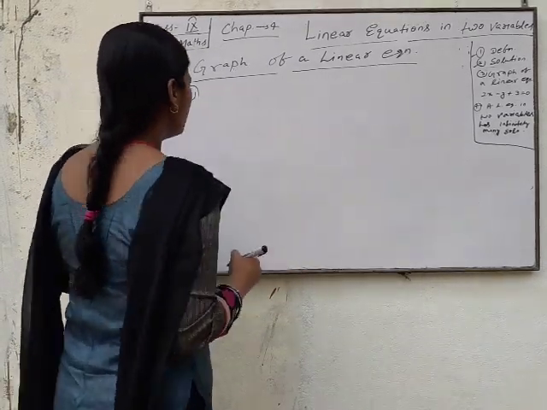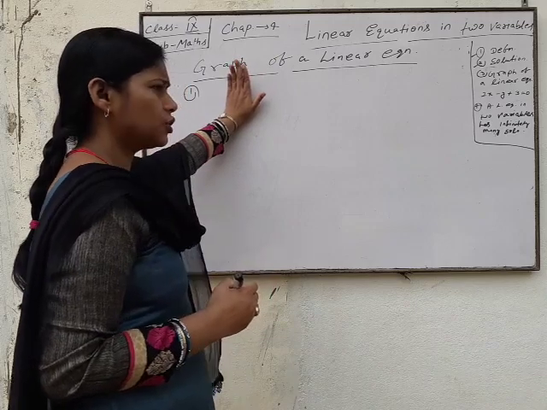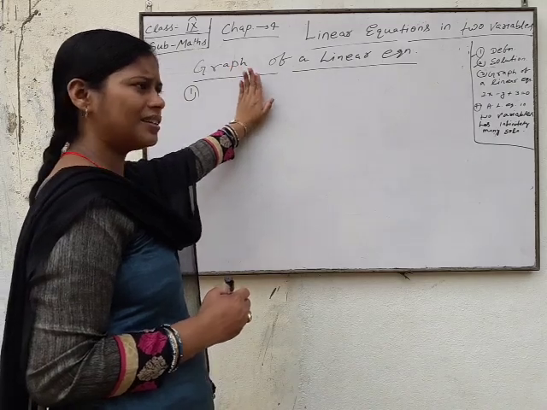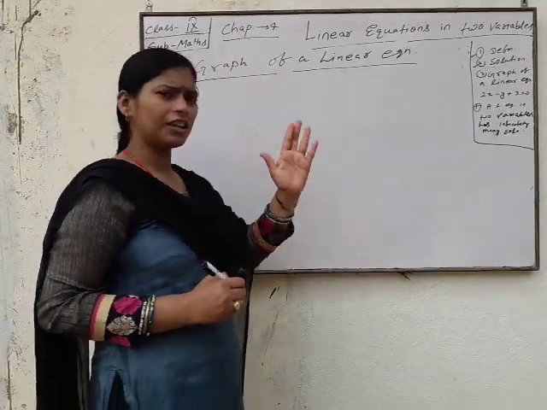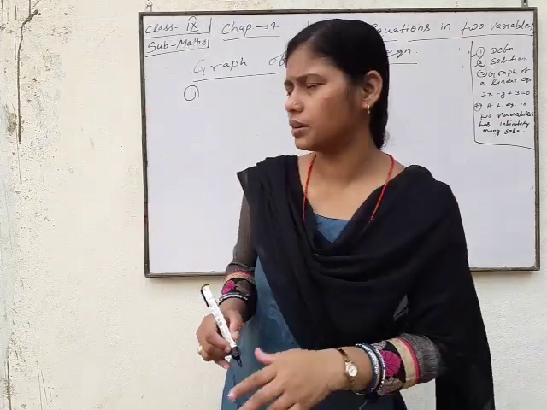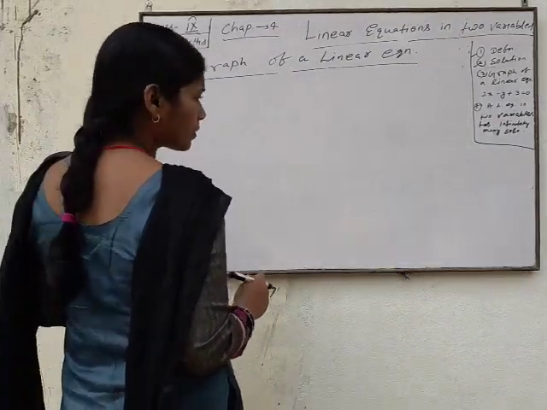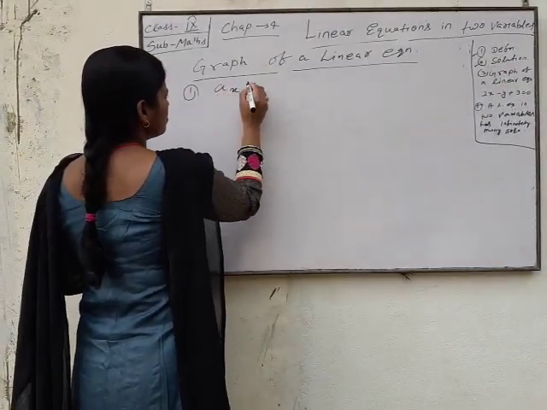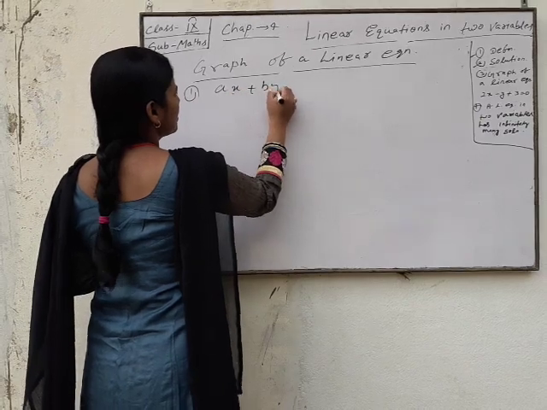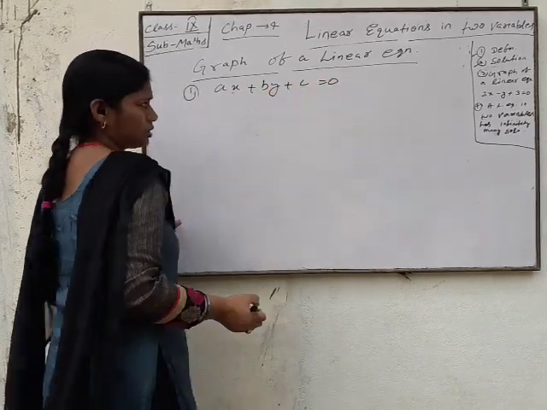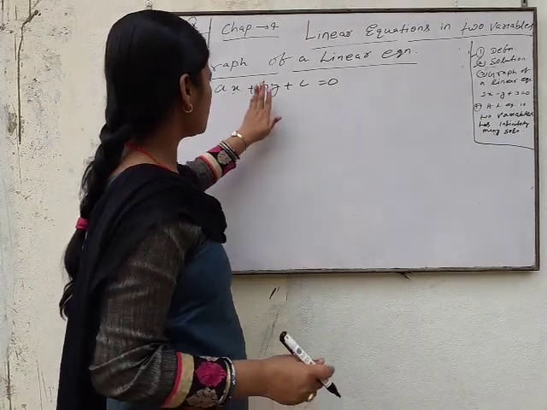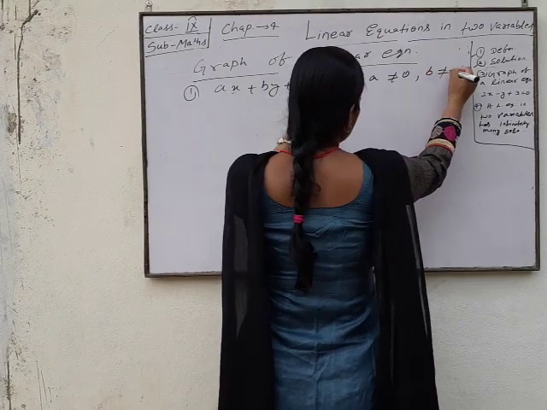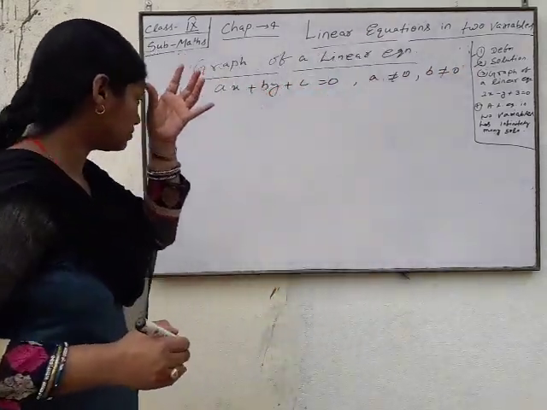Now, the methods to find solutions. Here we find the solutions graphically, by drawing the linear equation on graph paper. So first, if your equation is ax plus by plus c is equal to 0, where a is not equal to 0 and b also not equal to 0.